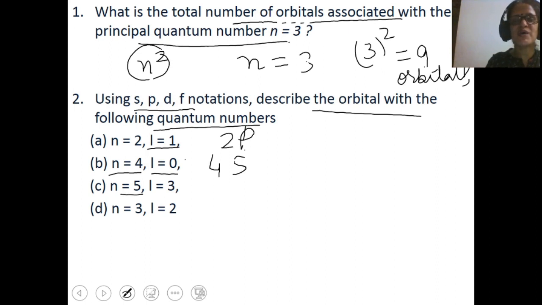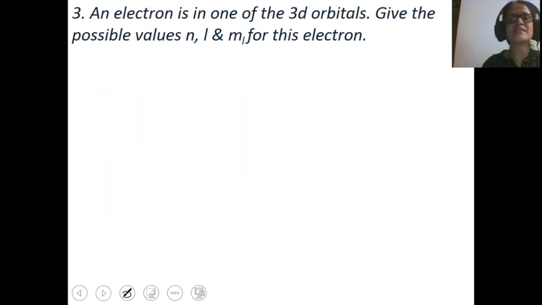Now, n is equal to 5, L is equal to 3. So, children, n is equal to 5 represents the fifth shell, and L is equal to 3 represents the subshell. Which subshell? F subshell. And n is equal to 3, L is equal to 2. L is equal to 2 represents the D subshell, L is equal to 3 represents the F subshell. I hope these questions are clear to you.